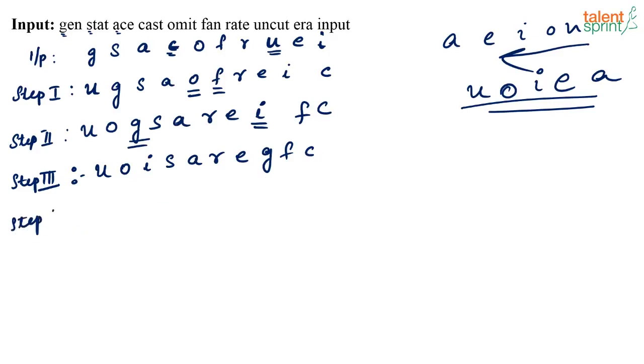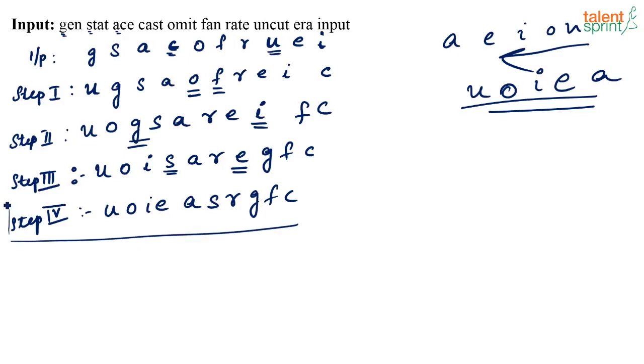Fourth step. What will be the fourth step now? Which vowel and which consonant will I take? The vowel that I am left with is E, and the consonant that I am left with is what? R. So I will have U, O, I, E. See, R is already here, so I needn't take R anywhere. I can bring this E this side. R is already there. I needn't rearrange R separately. So I'll have U, O, I, E, A, S, R, G, F, C. This will be my final step. So you have 4 steps to complete the arrangement.